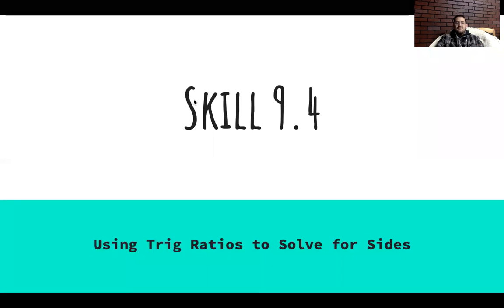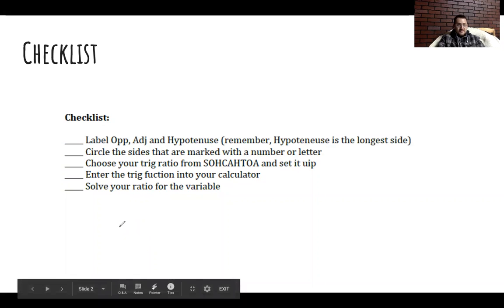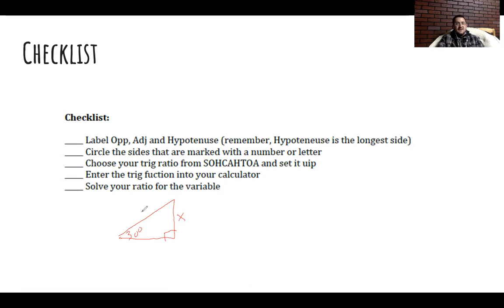Today we're going to be talking about using trig ratios to solve for sides. Fortunately, these problems will get pretty routine when you get in the habit of following a checklist here. So we see that we use trig ratios when we have situations like with right triangles. I give you an angle, like maybe this is 30 degrees, and I just give you a side to solve for and one side that you know.